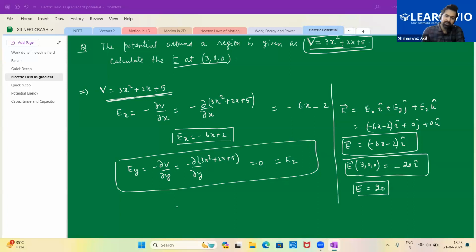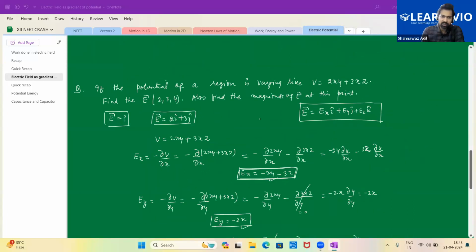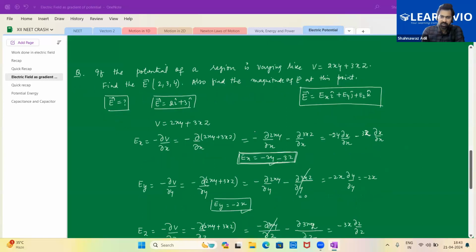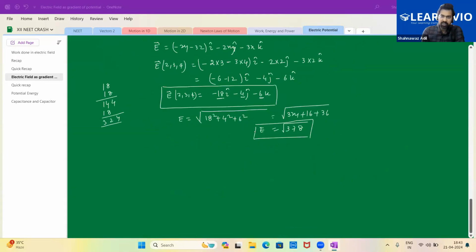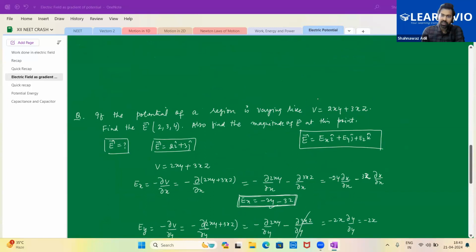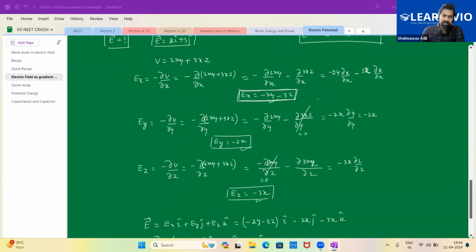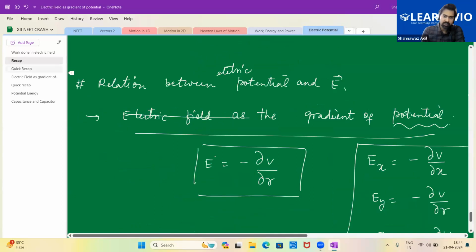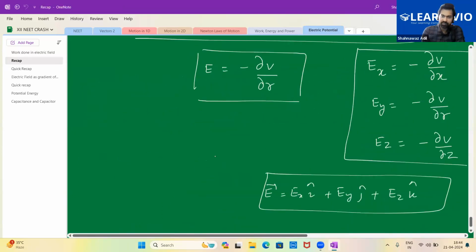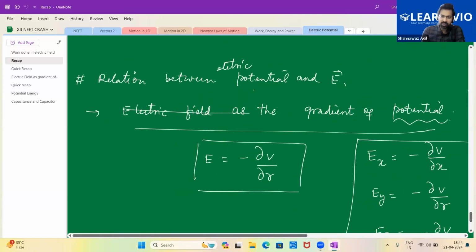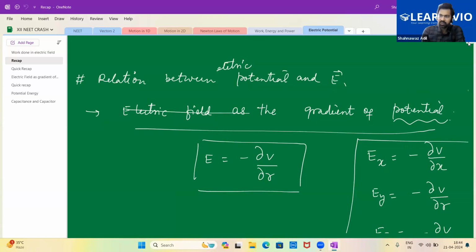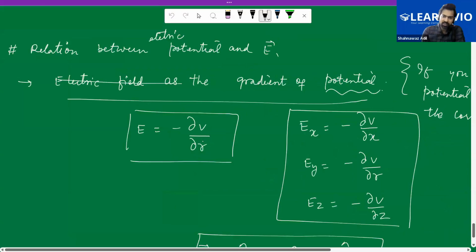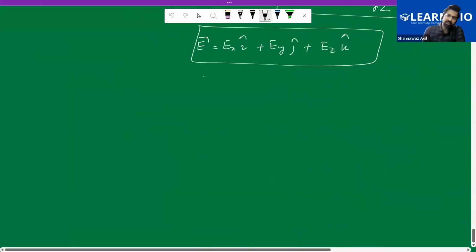Okay, so let me see if we have any other important questions. This is same, but this is a little complicated. So yeah, let's skip this question. So this is the same question. Now let us talk about potential energy. So what is this potential energy, right? So we talked about what is the relation between electric potential and electric field. Now let us talk about what is this potential energy.